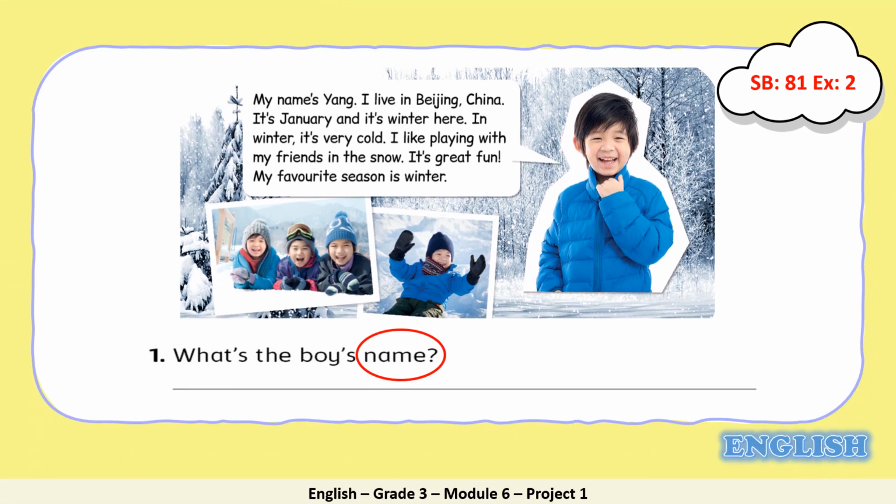Let's look at question 1. What's the boy's name? You can find the answer in the first line. It's important to underline the answers in your book. His name is Yan.